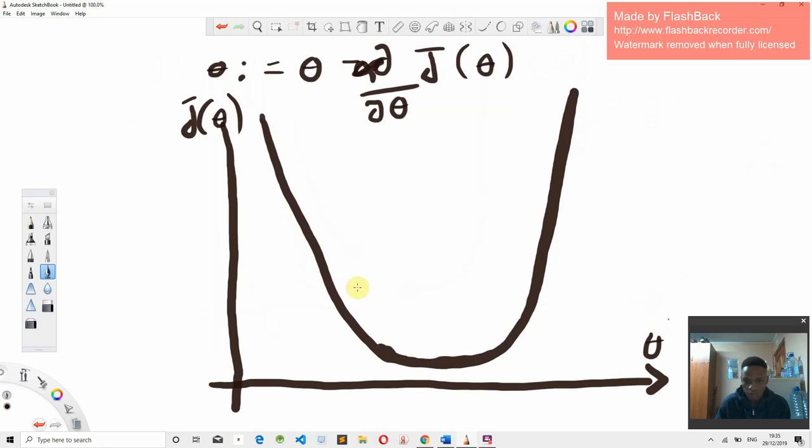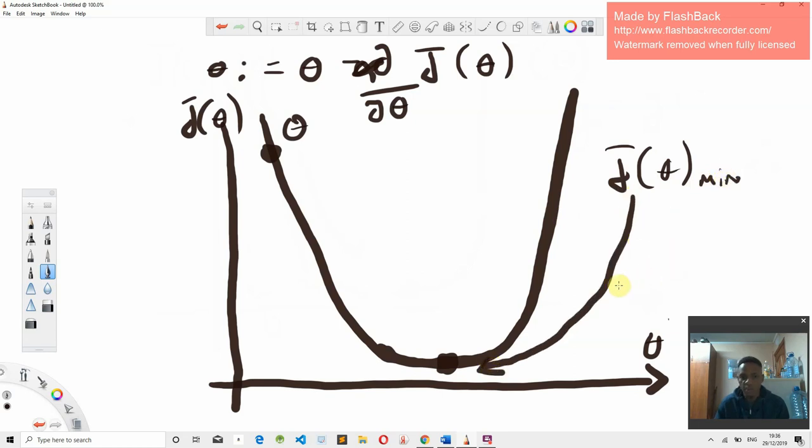Let's say we begin with some value of theta. If the learning rate is too small, it will take some time for the algorithm to reach the minimum. This is the minimum, where the value of J theta is minimum. If the learning rate is too small, let's say these are the size of steps taken, gradient descent can be slow. So our algorithm can take a huge amount of time to reach the global minimum.